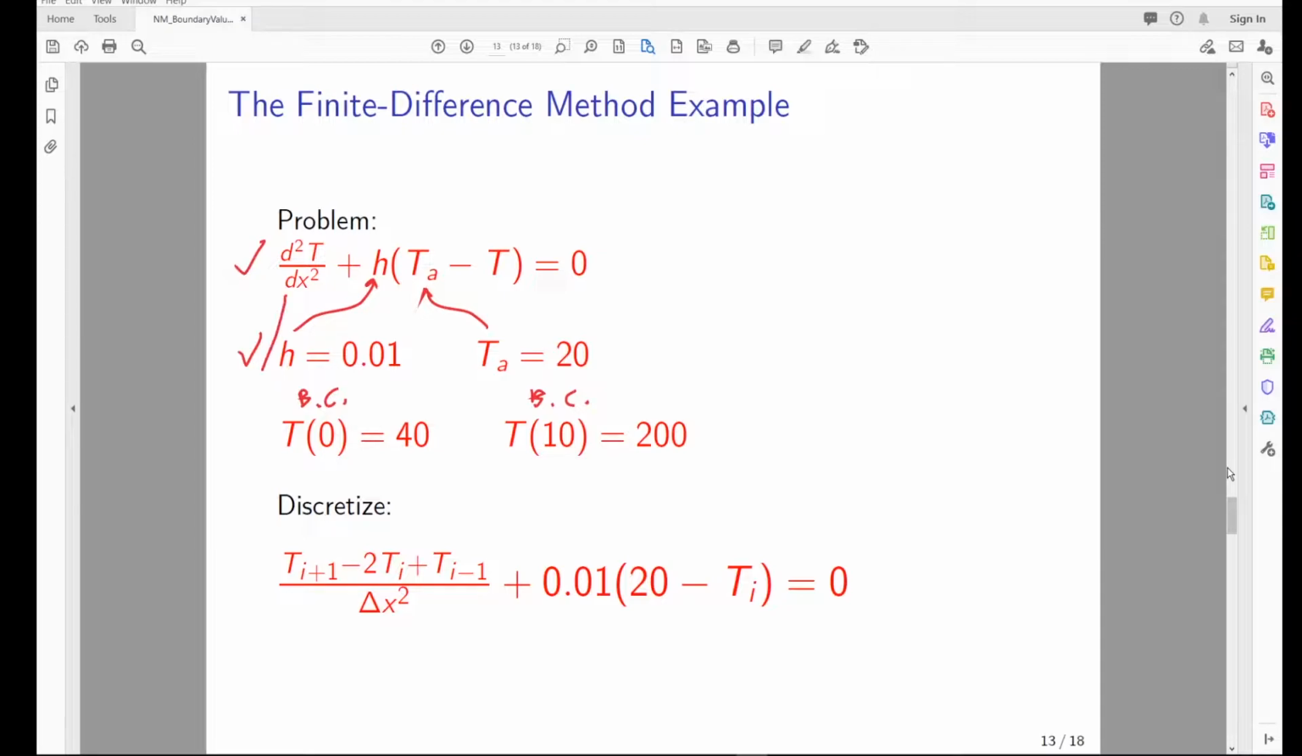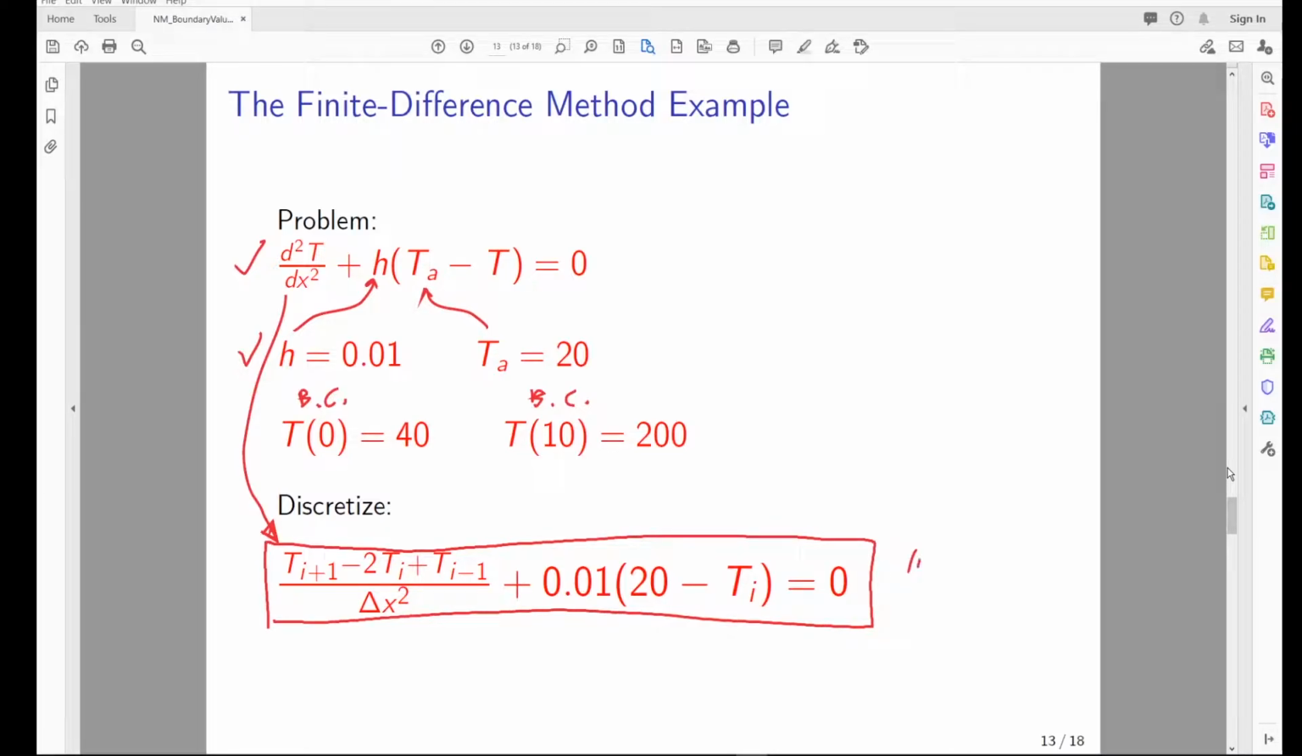So we're going to discretize, using what we had before, using this first term for the second derivative inside the ODE. We're going to replace h with 0.01, we're going to replace T_a with 20, and now we have this equation which is satisfied for a whole bunch of different i's. Okay, so there's lots of i's right here. When i is equal to 1, when i is equal to 2, when i is equal to 3, and so on and so forth.